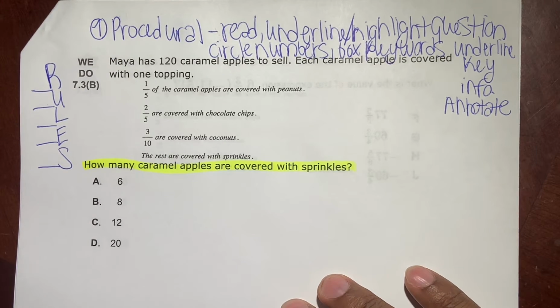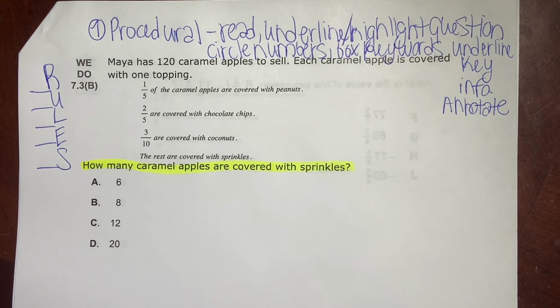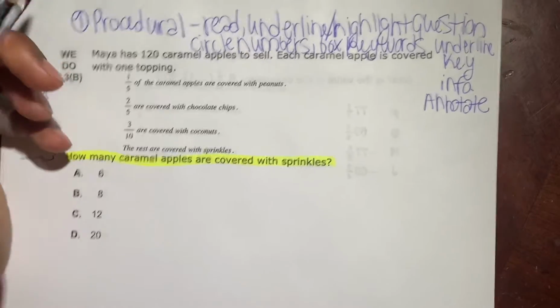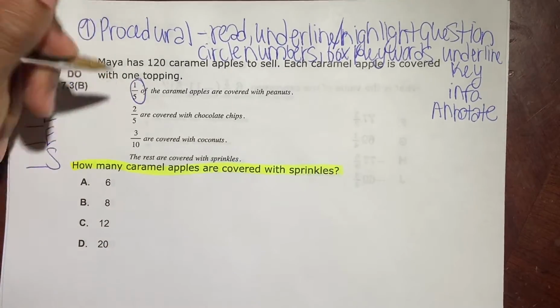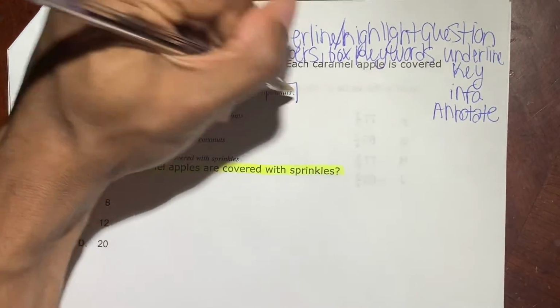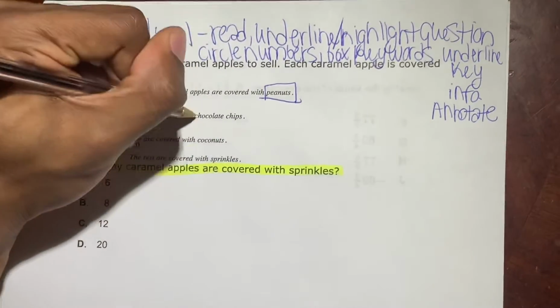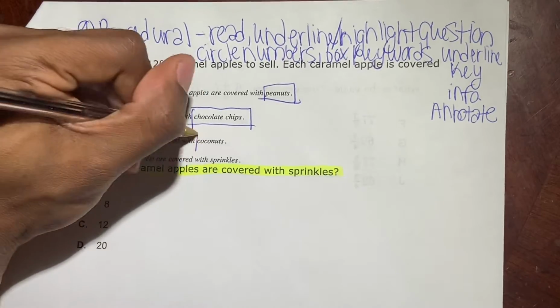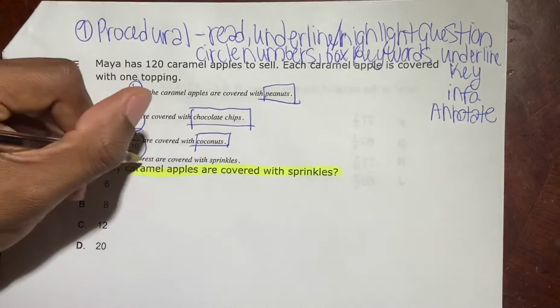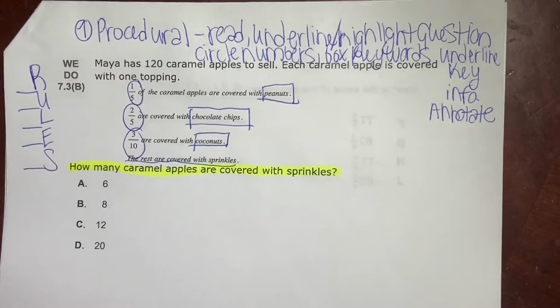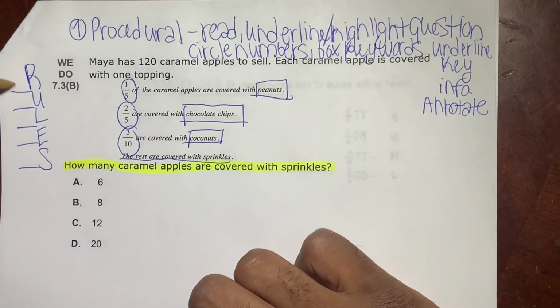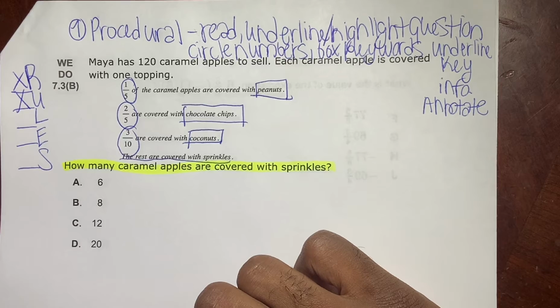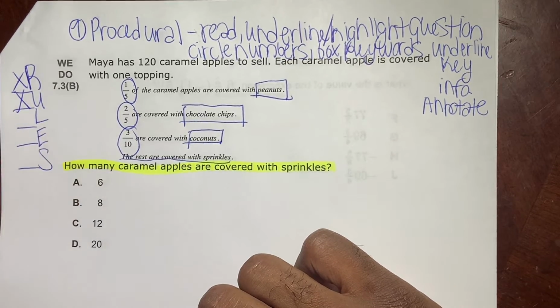So Maya has 120 caramel apples to sell. Each caramel apple is covered with one topping. So 1/5 of the caramel apples are covered with peanuts, 2/5 are covered with chocolate chips, 3/10 are covered with coconuts, and the rest are covered with sprinkles. So we read the word problem. We highlighted how many caramel apples are covered with sprinkles.